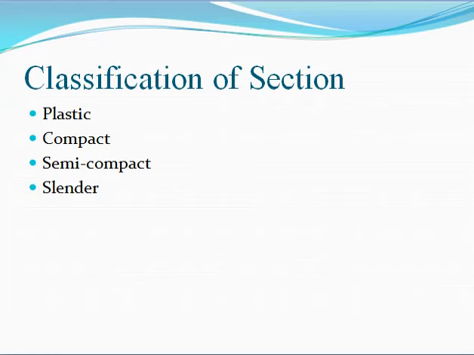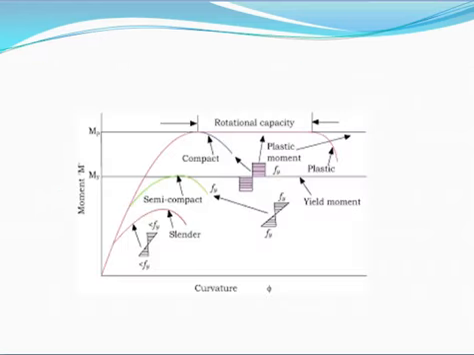Now, what is the meaning of this most critical element? Most critical element means the element which has less moment resisting capacity. Now, can you tell me which element has the less moment resisting capacity, either plastic or compact? Obviously compact. You just see this diagram, very clear.